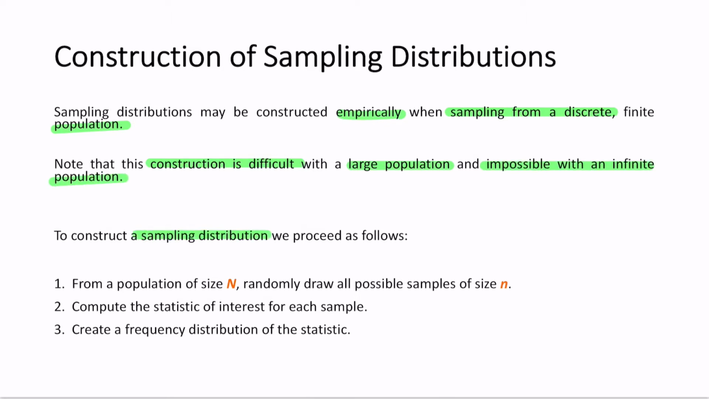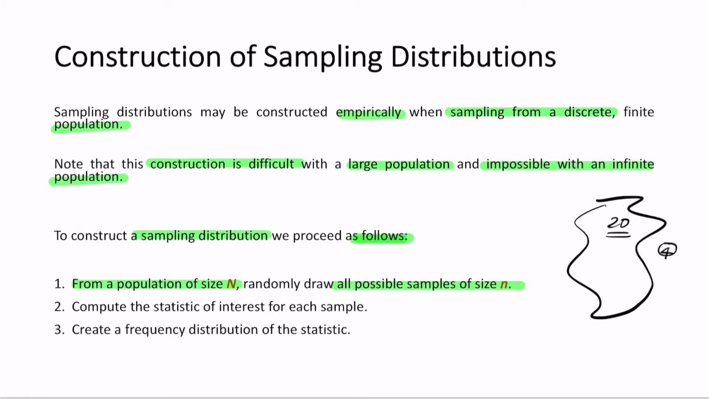So to construct a sampling distribution, we proceed as follows. First, from a given population of size n, we randomly draw all possible samples of size n. For example, let's say the total population has 20 values and the size of the sample is 4. So there are 20 different values in the probability distribution, and we have 4 samples to take from them.